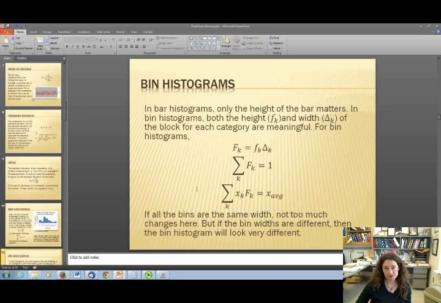Now, bin histograms are a little different. In a bar histogram, only the height of the bar matters because the bins are all the same width. But in a bin histogram, both the height and the width of the block for each category are important and meaningful. And so for a bin histogram, your normalization condition is that the big F sub k has to sum to equal 1, but big F sub k is equal to little f sub k, which is the height of your bin, times the width of the bin, delta k. Okay, and that's your normalization condition. Bin histograms honestly aren't used as often. Okay, bar histograms are used more often because they're more intuitive. But if you want to make that leap from a histogram to a distribution function, it's important to understand bin histograms.